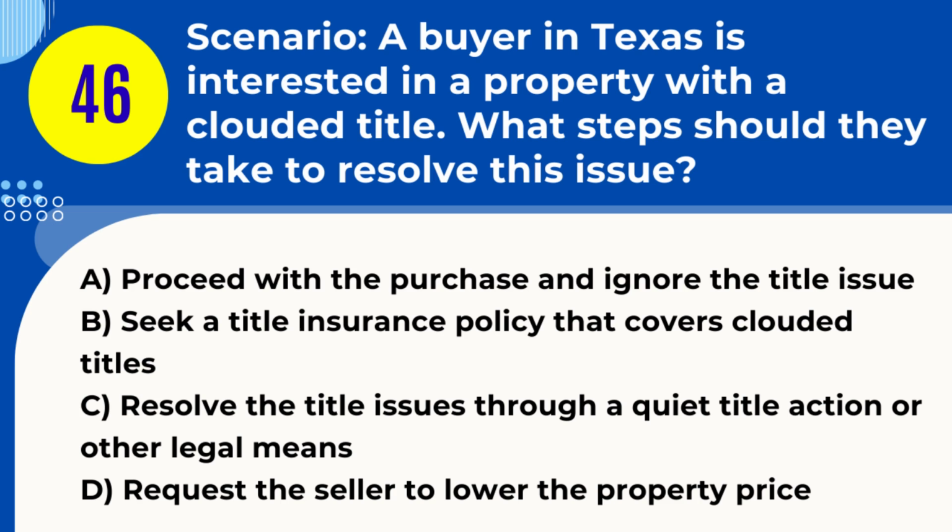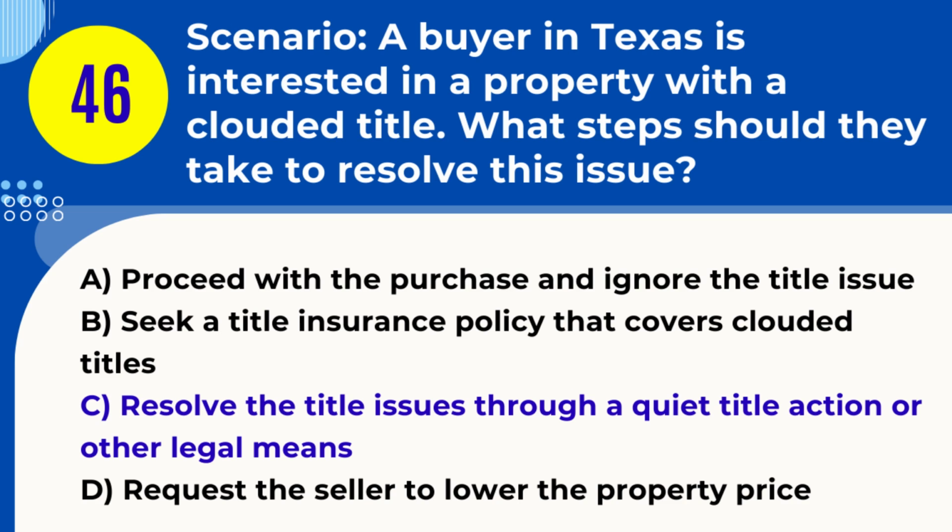Question 46. Scenario: a buyer in Texas is interested in a property with a clouded title. What steps should they take to resolve this issue? A. Proceed with the purchase and ignore the title issue. B. Seek a title insurance policy that covers clouded titles. C. Resolve the title issues through a quiet title action or other legal means. D. Request the seller to lower the property price.